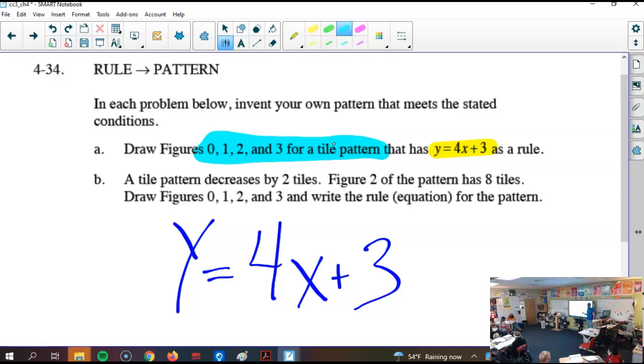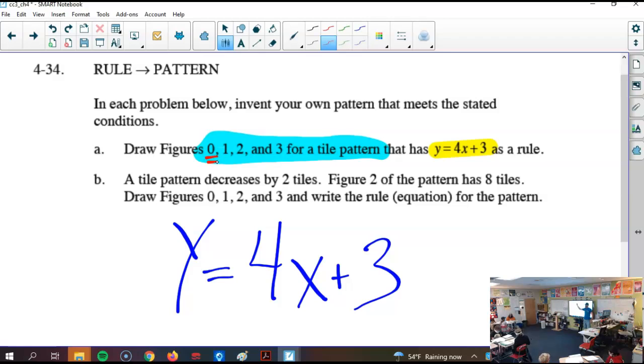But start with figure 0 to make your life easier so you can determine some sort of shape I start with. And then I'm going to add things every time. How many am I going to add every time? 4 is going to get added every time.